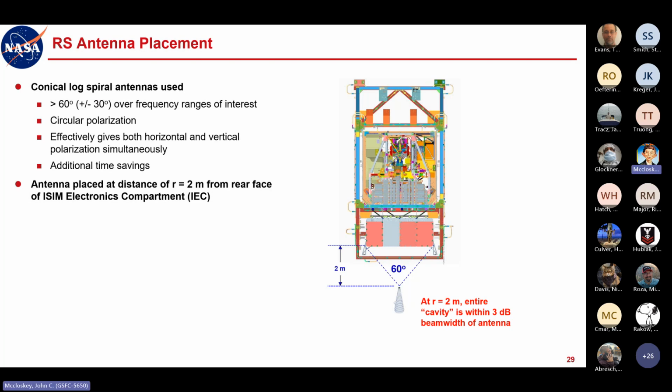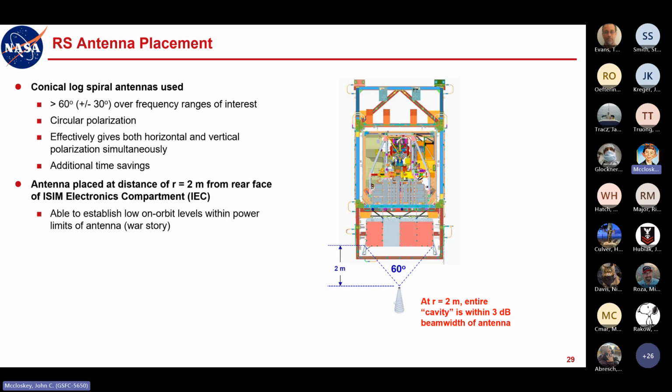But with RS testing, you can move the antenna back to whatever distance you need to get coverage, as long as you've got the amplifier power to give you the field you want. And so we moved it to 2 meters back from the front face of the ICE electronics compartment, the IEC, and that gave us full coverage of that whole area of interest, that whole cavity, within the 3 dB beam width of the antenna. So we were able to establish the low on-orbit levels within the power limits of the antenna.